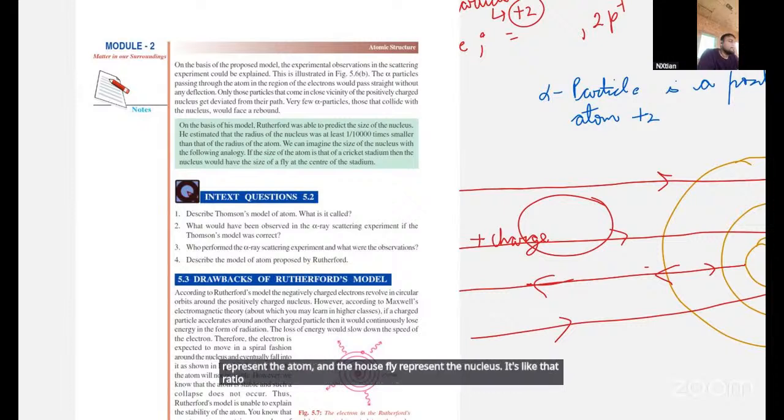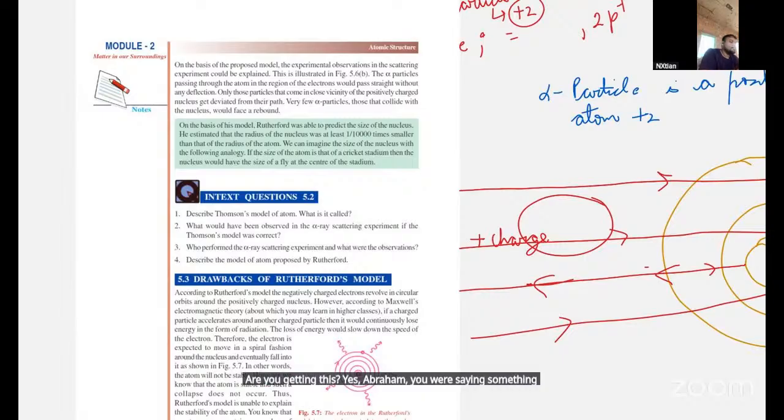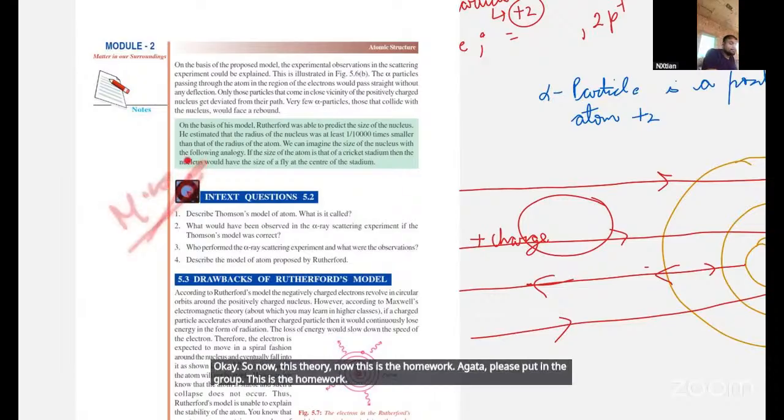Are you getting this? Yes, Abraham, you were saying something, beta. Abraham, you were saying something? No, sir. Okay. So now this theory, now this is the homework. Agatha, please put it in the group. This is the homework. Yes, Nidhi, beta.